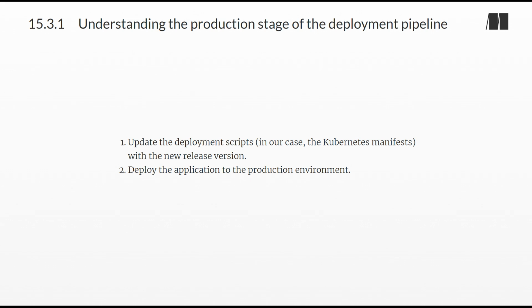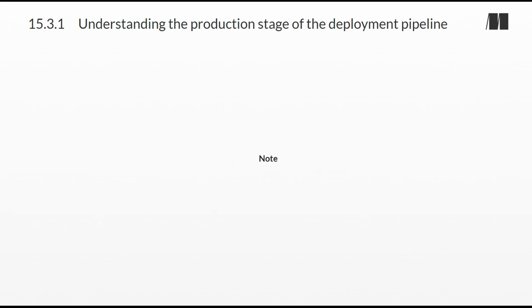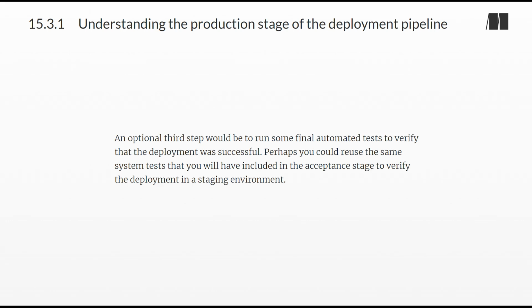1. Update the deployment scripts, in our case the Kubernetes manifests, with the new release version. 2. Deploy the application to the production environment. Note: an optional third step would be to run some final automated tests to verify that the deployment was successful. Perhaps you could reuse the same system tests that you will have included in the acceptance stage to verify the deployment in a staging environment.